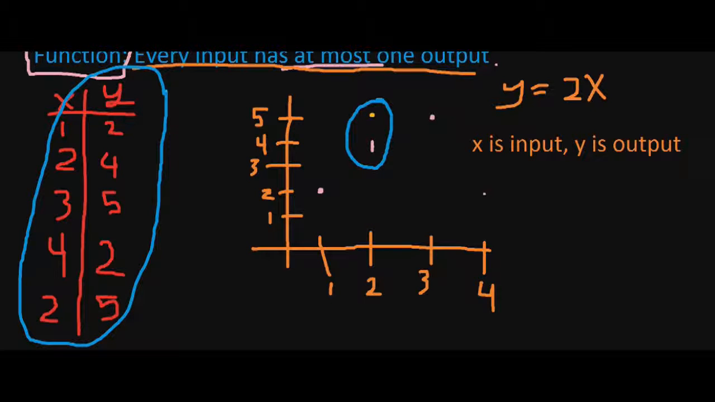Alright? So I hope that helps to distinguish between what is a function or not. It's every input has at most one output. If any input has more than one output, as you see here in this scenario with 2, it is no longer a function. So that's how it looks on the table, and this is how it would look on the graph.